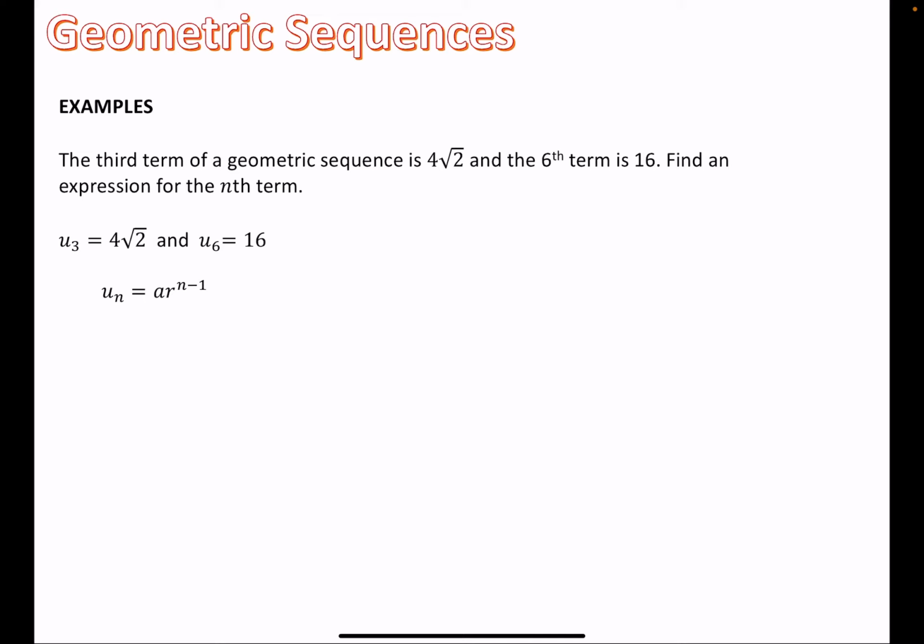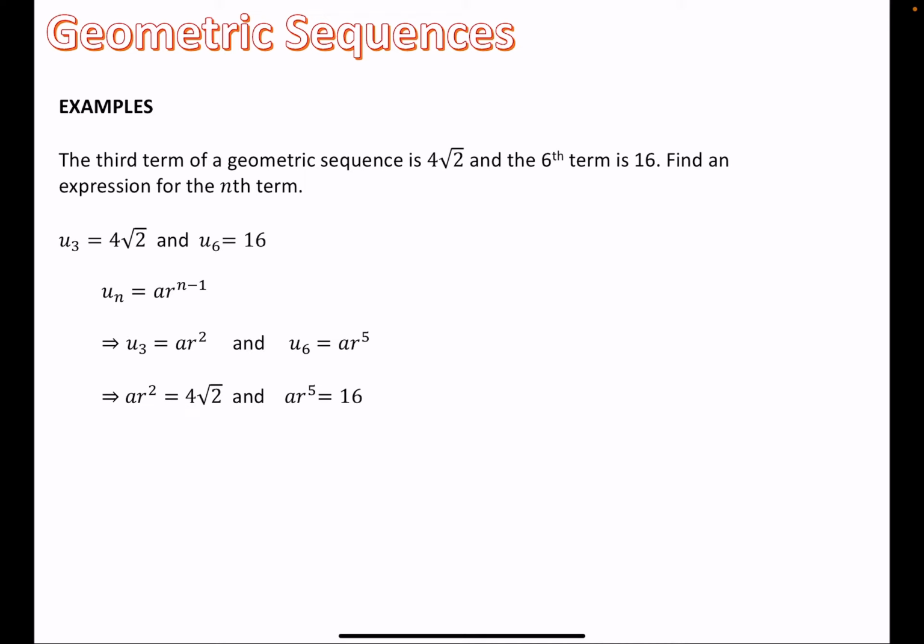Okay, so in terms of the third term and the sixth term, we could say that U3 would equal ar squared and U6 would equal ar to the power of 5. In which case, we can substitute in the values that we actually know. ar squared is equal to 4 root 2 and ar to the power of 5 is 16. Right, that's all we've got to work on from this question. So we have to do something with this in order to find a and r.